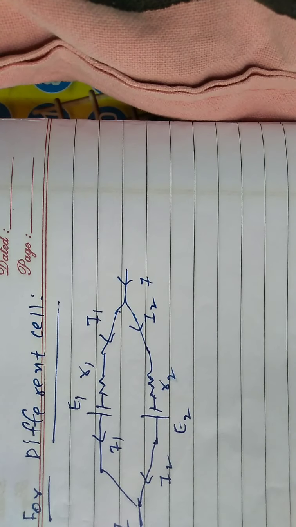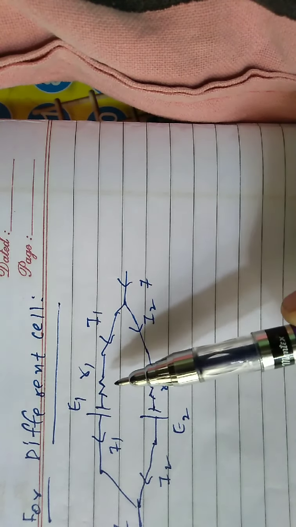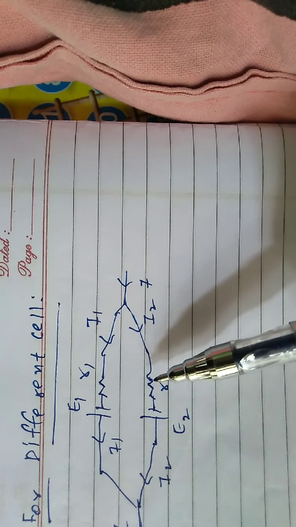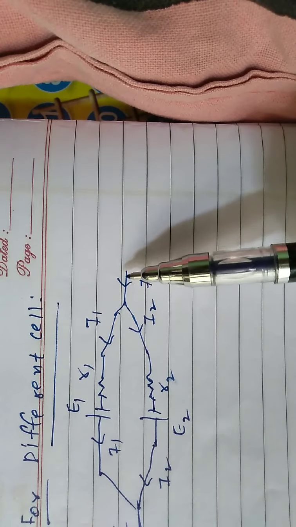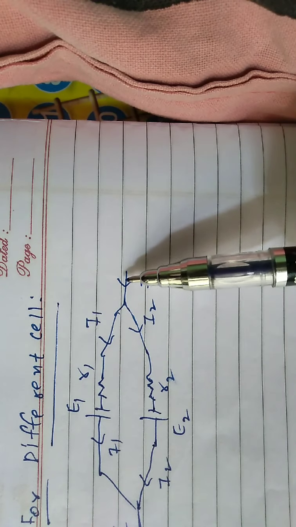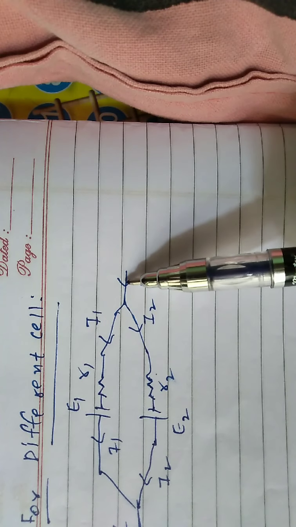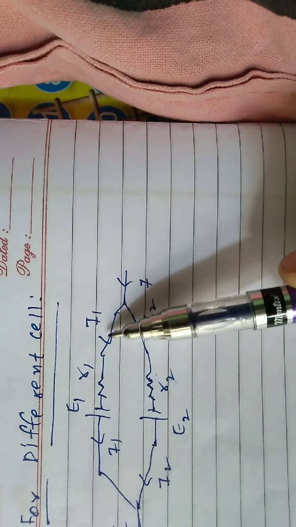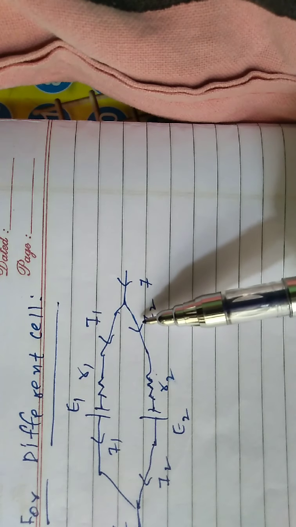Second is for different cells in parallel combination. Two cells having EMF E1 and E2, internal resistance R1 and R2, are attached in parallel combination. Now in parallel combination, current divides and potential remains the same. So current I is divided in the two cells. In this cell current I1 will flow, in this cell current I2 will flow.